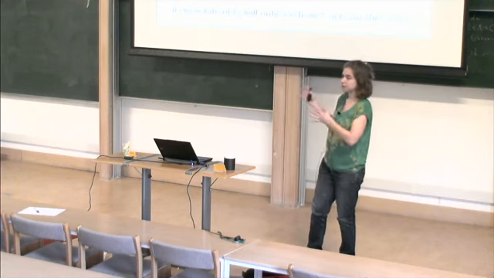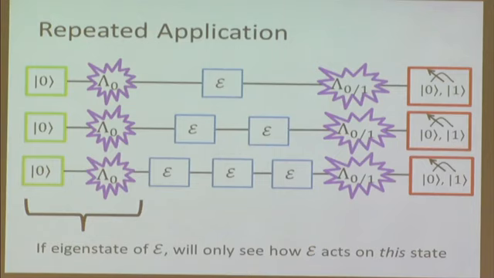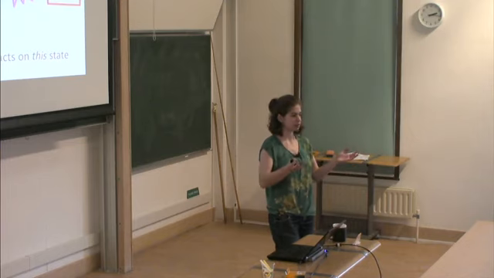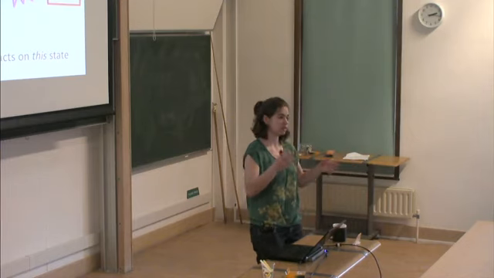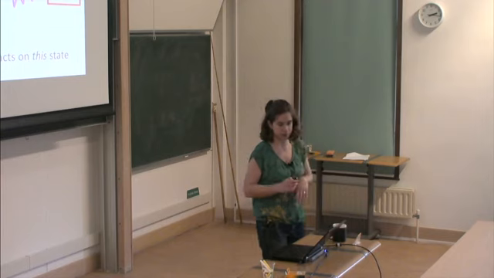Okay. So you can try and do something like this, and you can start to isolate your state preparation and measurement from your process. But you can't get all of the information you'd like to get about E from this type of setup. A simple example of that is if you happen to prepare your system in an eigenstate of E, then basically you're only going to see how E acts on this one eigenstate. You're not going to see the full picture. And to really characterize a process, you need to see how it acts on many different states.